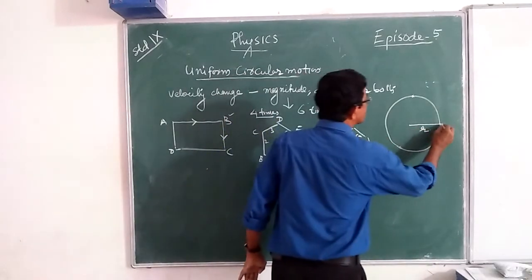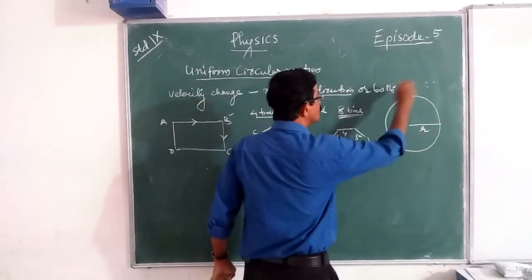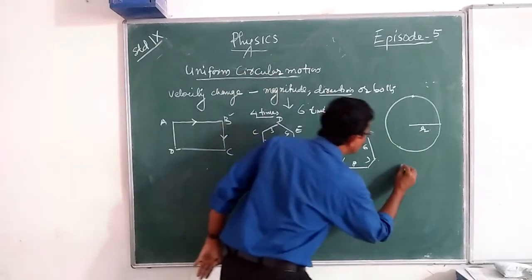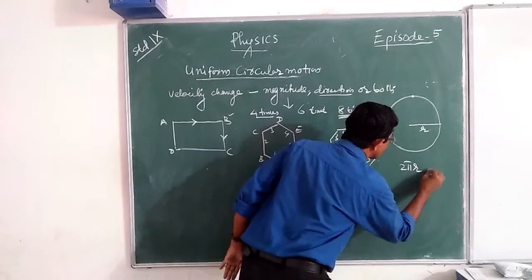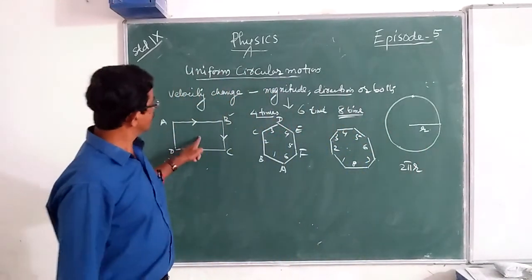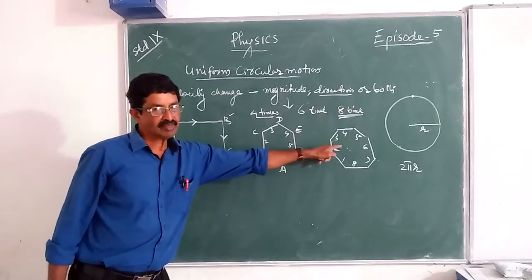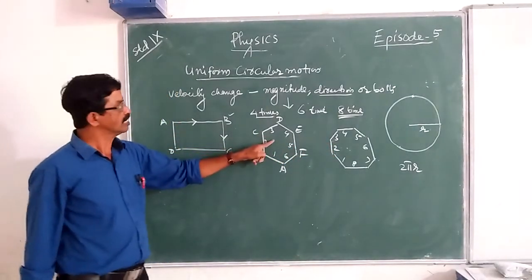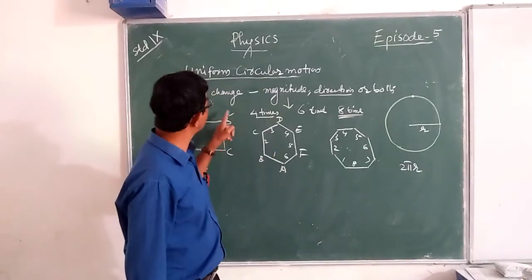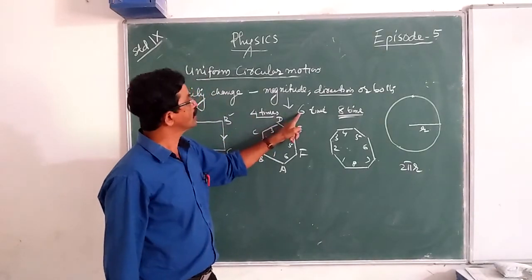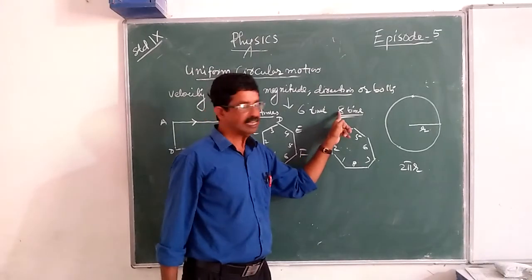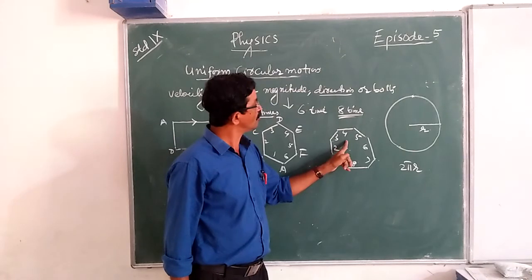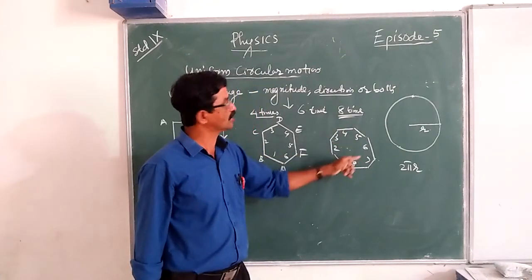Then the length of this path, once when we go around, is 2 pi r. What are the things we got from this figure? When the number of sides gradually increases, from 4 to 6, 6 to 8, the direction of motion also increases. In this way, when the number of sides increases, the direction of the athlete changes.